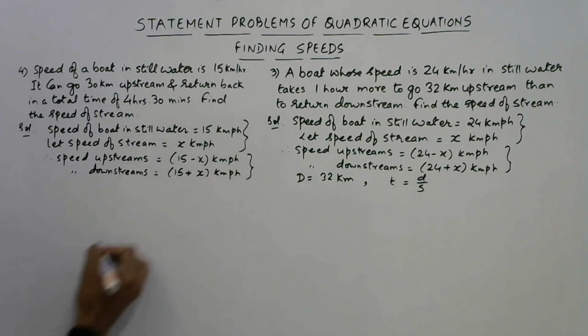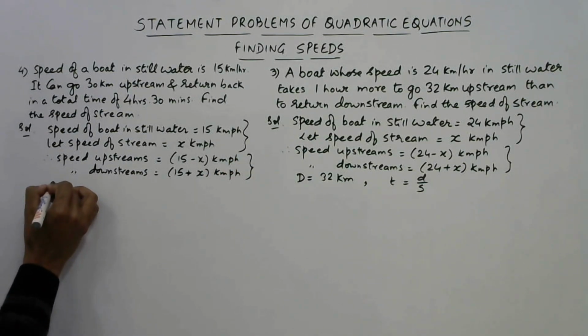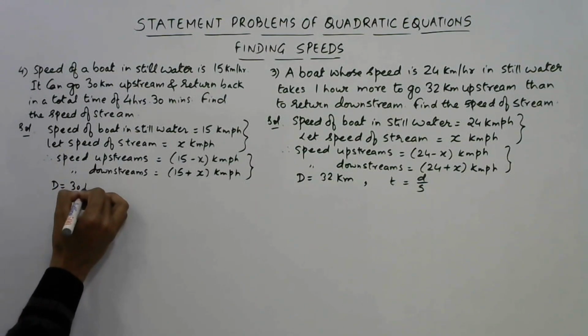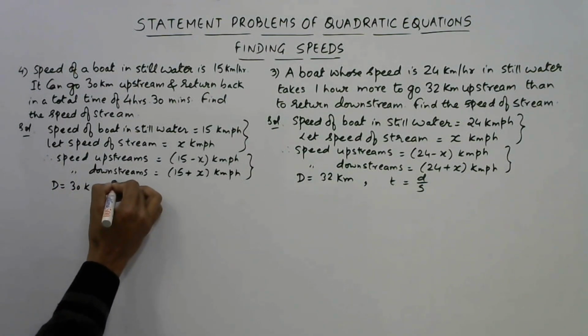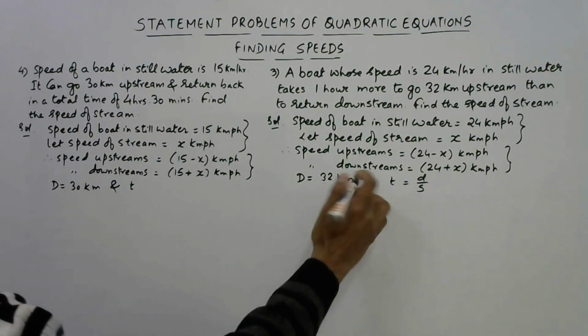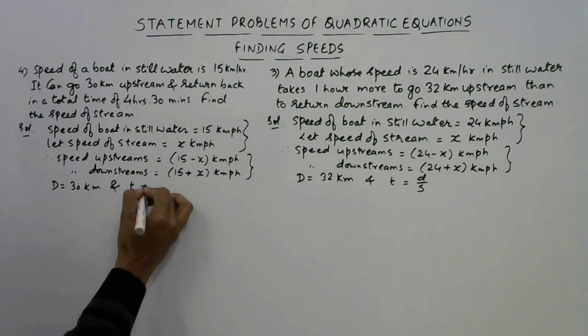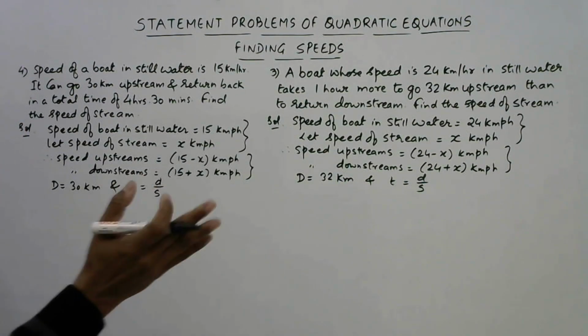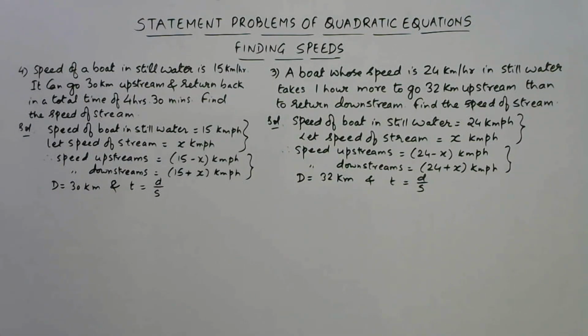Now these two will be used in the question. Distance given here is 30 kilometer, and we use the formula for time, distance upon speed. So similar questions, similar data. How do we formulate the equation now?